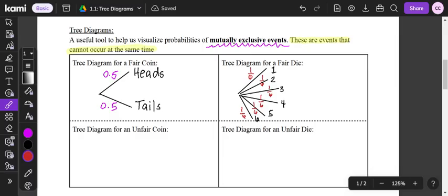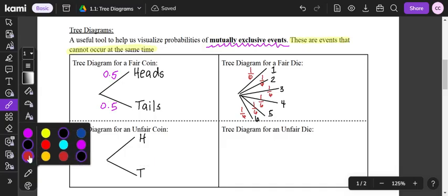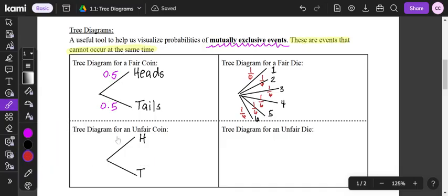Okay, so talking about the coin first. If you guessed that maybe the tree diagram looks exactly the same, it's got two outcomes, but the probabilities are not the same, then you were right. You guessed correctly. In an unfair situation, you still can only get heads or tails, but this would mean one of them, let's say heads, has a greater chance than the other.